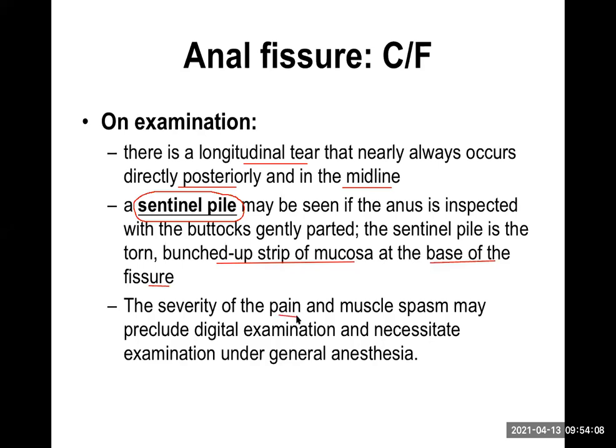The severity of the pain and muscle spasm may preclude digital examination and necessitate examination under GA. The patient is having so much pain and muscle spasm that the digital examination of the rectum cannot be done properly. The patient doesn't even allow you to put your finger there because of too much pain, and because of hesitation that it will cause pain. So sometimes even general anesthesia is necessary to examine that area properly. This clearly tells us how painful the condition is.